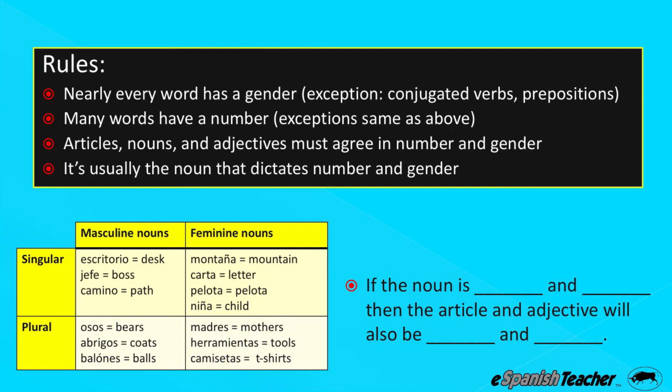If your noun, if you want to talk about how beautiful the bears looked when you went on your summer vacation, the word bears is a plural masculine noun. So if your noun is plural and masculine, then the article and any adjectives that you use in your sentence also need to be plural and masculine. Okay, so that is essentially what we are talking about in this lesson. Let's keep going.